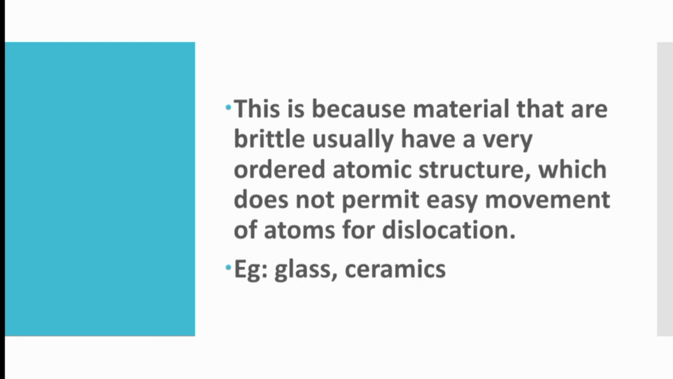This is because materials that are brittle usually have a very ordered atomic structure which does not permit easy movement of atoms for dislocation. Example, glass and ceramics. The remaining property we'll discuss in our next lecture, Physical Properties Part 2.